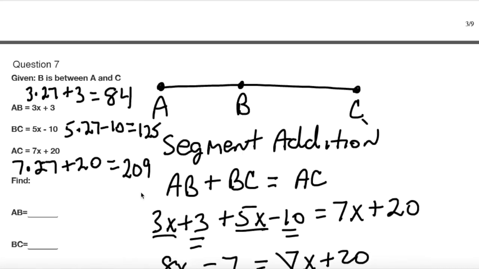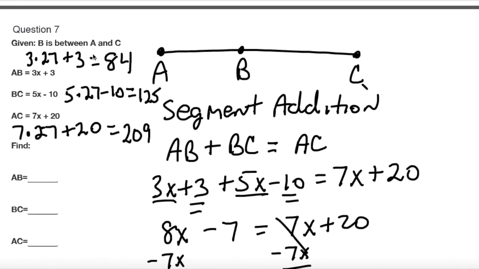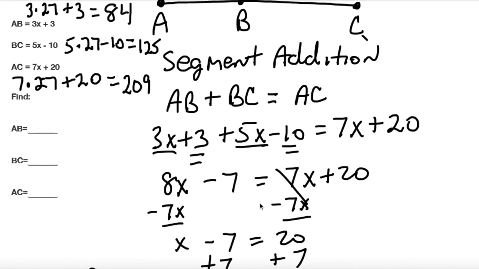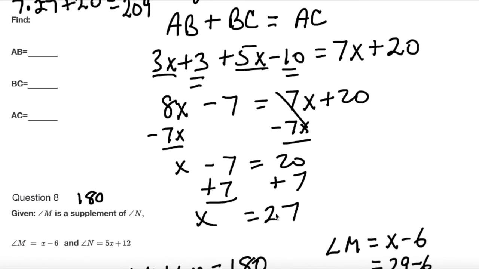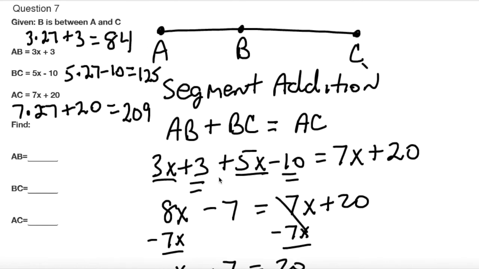The next question, question 7b, is between A and C. So I set up a little diagram and put B in between somewhere of A and C. Then it's a segment addition problem. AB plus BC is equal to AC. Substituted, solved, and got x is equal to 27. Then take the 27 and plug it into each of these expressions to find out how long they are. And then make sure the two shorter ones add up to the long segment.